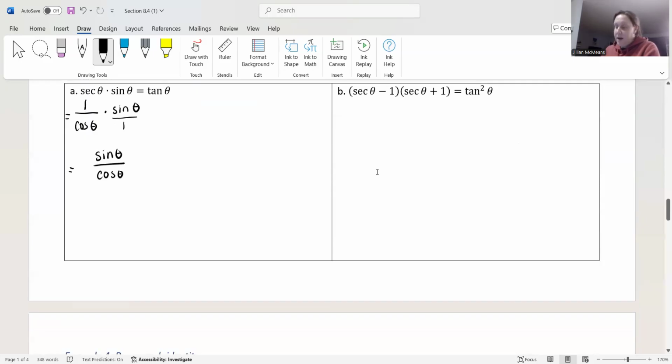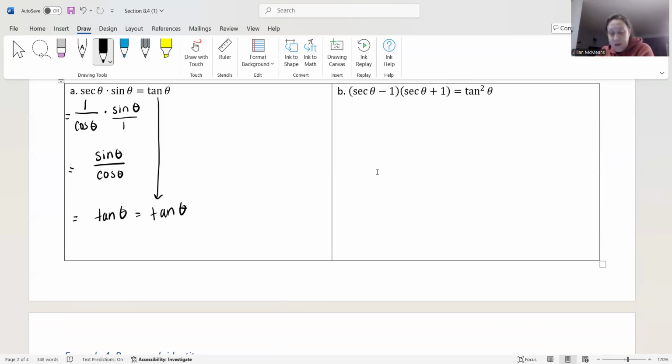So we can now say, okay, we got the left side to equal tan of theta. And so now we can drop this down and say, hey, these two things are really equal. So the left really truly equals the right. So we were able to show that secant of theta times sine of theta really does equal tangent of theta. Okay, let's look at part B.